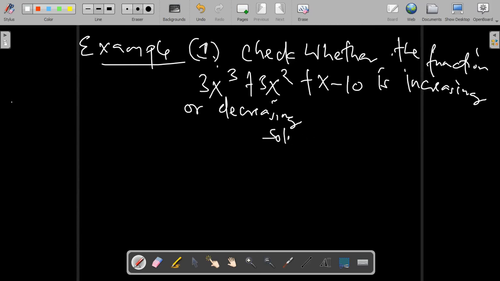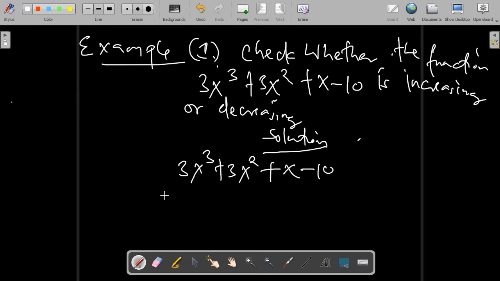Solution. From the given equation, 3x cubed plus 3x squared plus x minus 10, we apply the first order derivative of the function, d over dx. That will give you 3 times 3 is 9x raised to the power of 2, plus 2 times 3 is 6x, plus the derivative of x, which is 1. The derivative of minus 10, a constant, is 0.